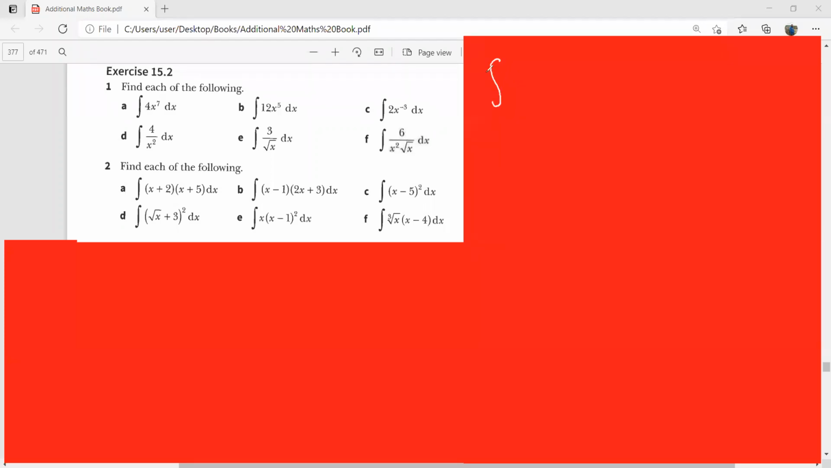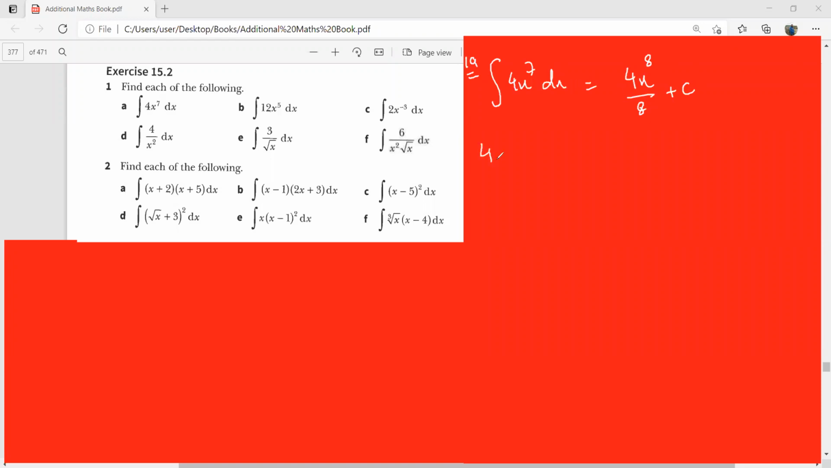This is part A here. I'll be doing all these parts and then you will have to do all of them once again. So this will be 4x raised to power 8 over 8 plus c. Now don't worry about this 4, that is just being multiplied with this x, okay?